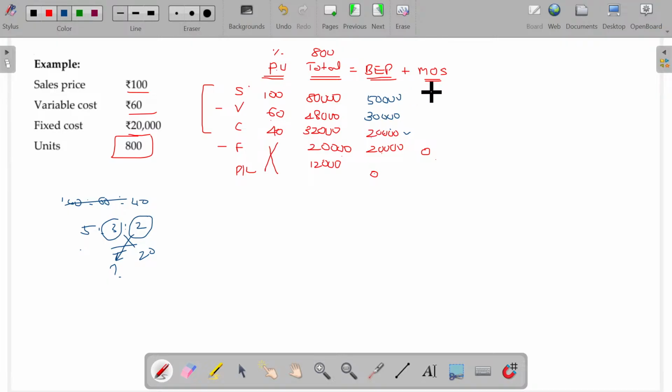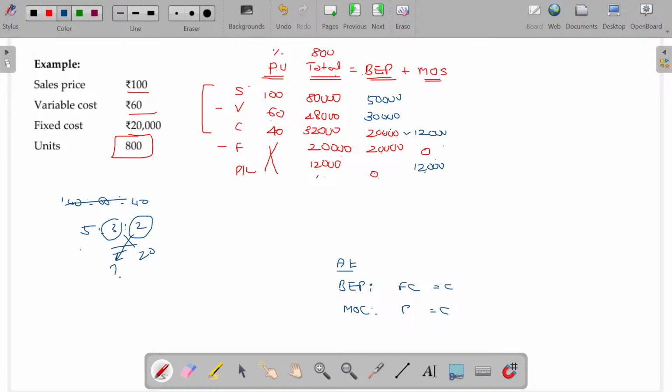Right? In case of margin of safety, as I already told you, BEP plus margin of safety should be total. Here, profit being 12,000 rupees, where the profit for the BEP is 0, this 12,000 is due to the margin of safety. So at the BEP, your fixed cost is equal to contribution. At the margin of safety, your profit is equal to the contribution. Because we don't have the fixed cost, whatever profit you have will be equal to contribution.